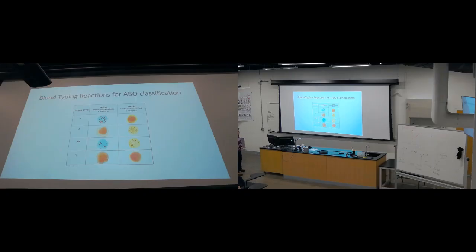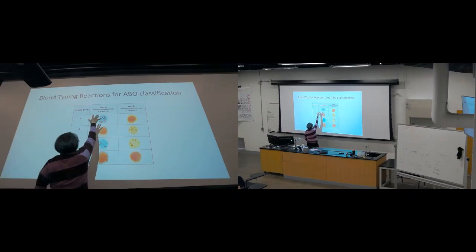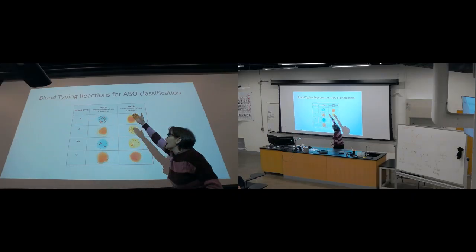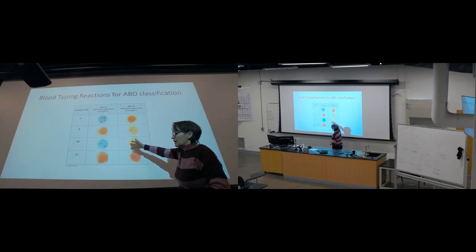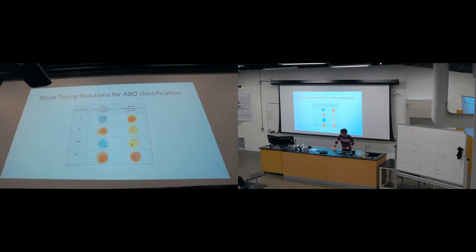So here is then an example of typing of blood, just for ABO. Here we have A type, B, AB, and O in that row. And then here in the columns, you have a reaction with anti-A antibodies and a reaction with anti-B antibodies.